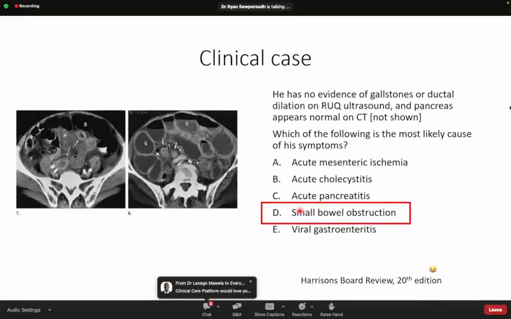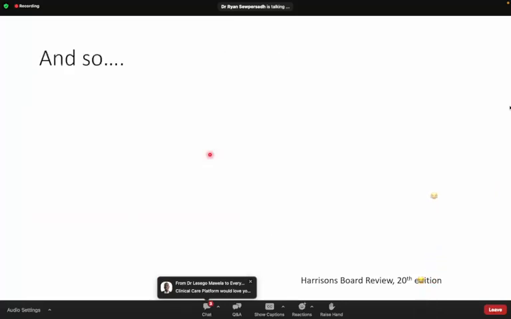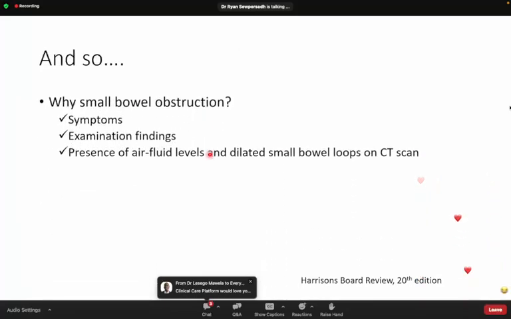Small bowel obstruction. Small bowel. Look at these dilated, distended loops of bowel here, guys. Anyway, so what's the story? Why is it small bowel obstruction?